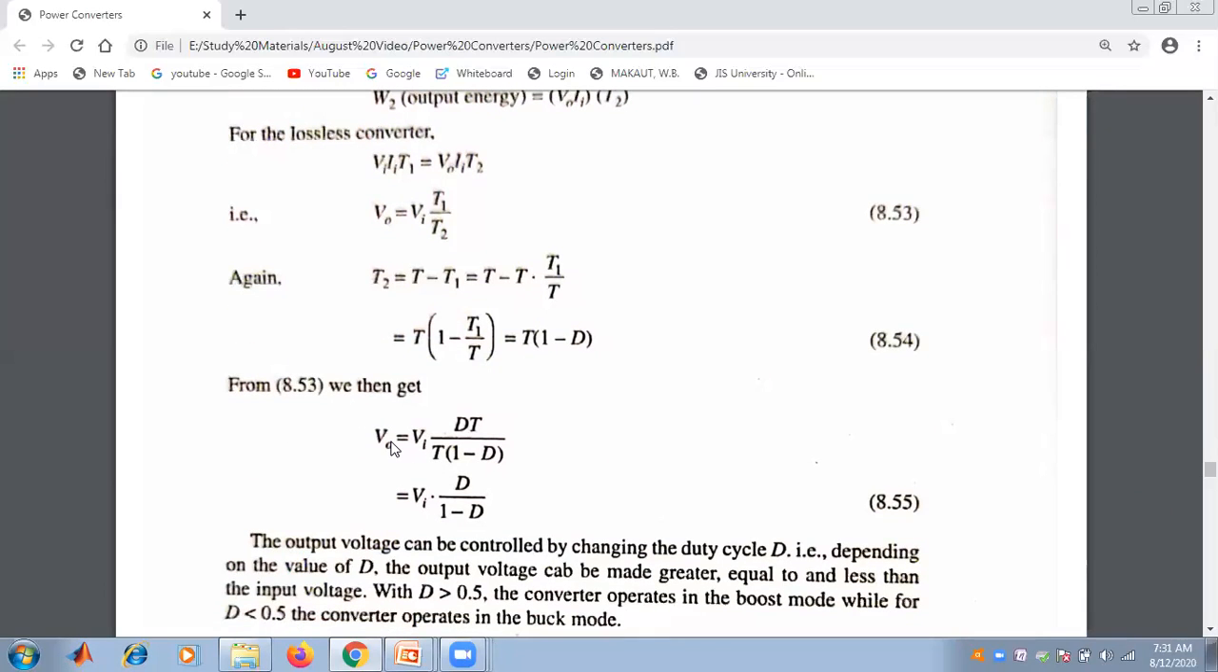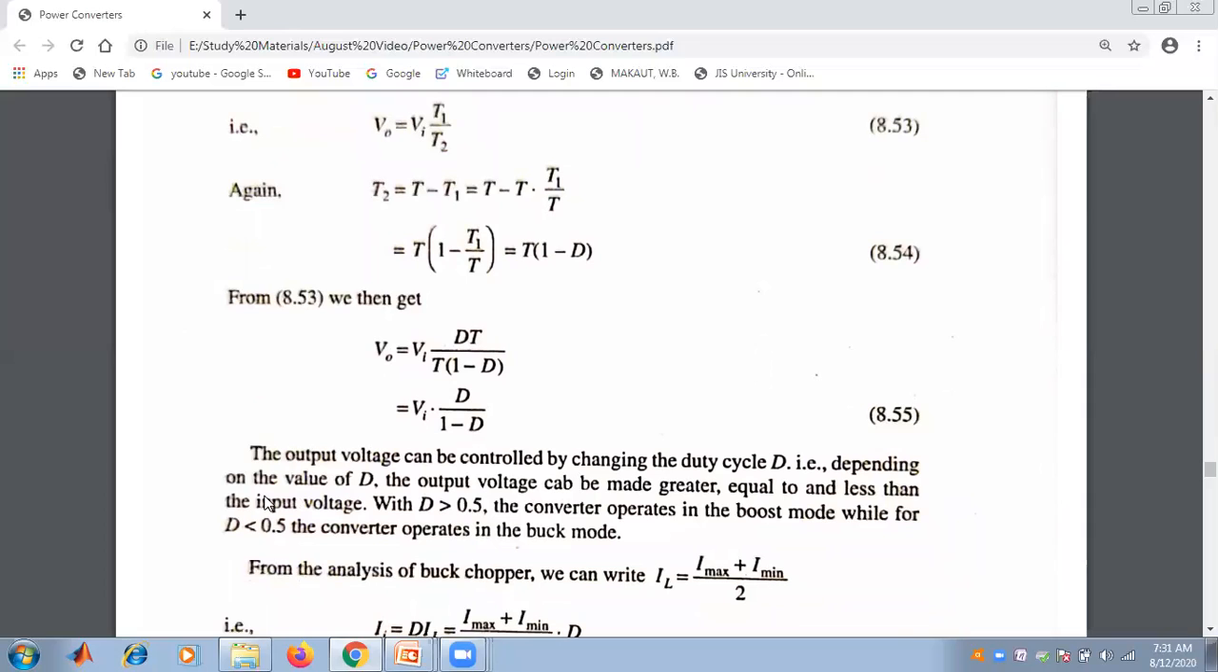So T1 is nothing but T into D, where D stands for the duty cycle, and T2 is T into 1 minus D. So the output voltage became input voltage into D by 1 minus D. So the output voltage can be controlled by changing the duty cycle D, that is, depending on the value of D, the output voltage can be made greater, equal or less than the input voltage.